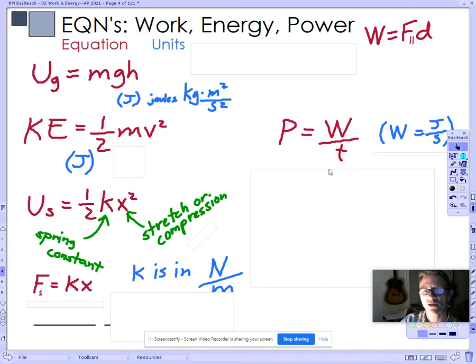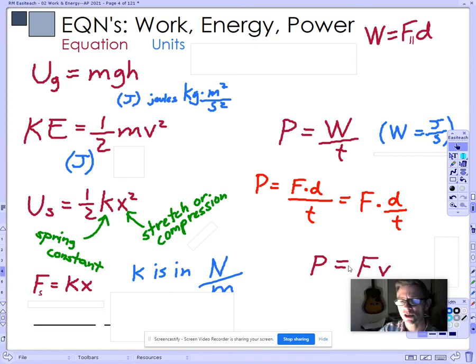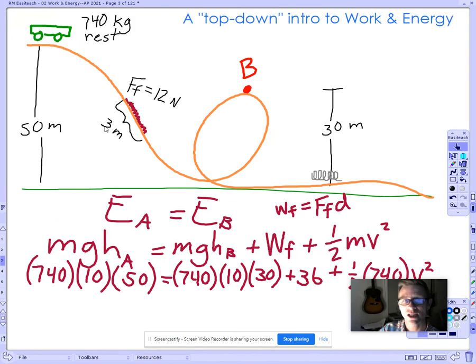You can show that power is also something interesting. If you think power is force times distance over time, distance over time is velocity. Power is force times velocity. That's really hard to interpret spatially. These are all the equations. This is what they mean, but you got to think of them in context.